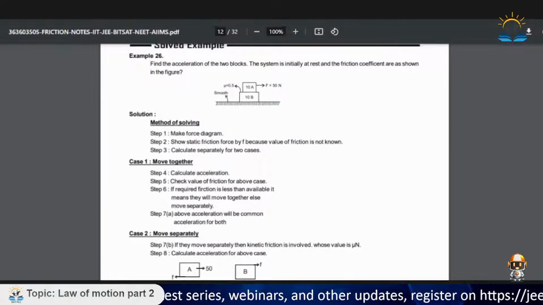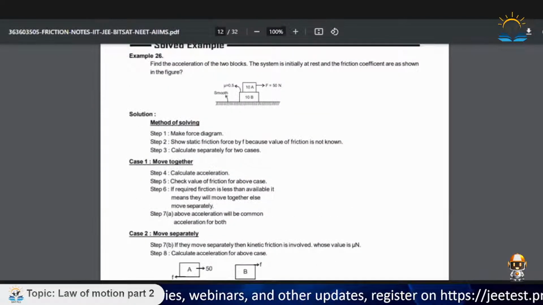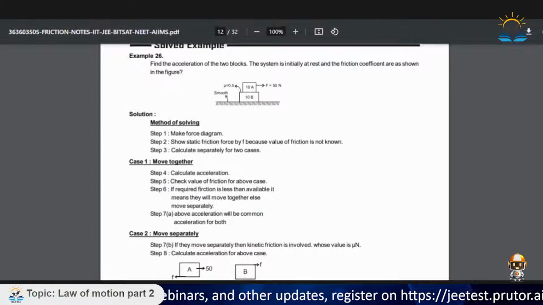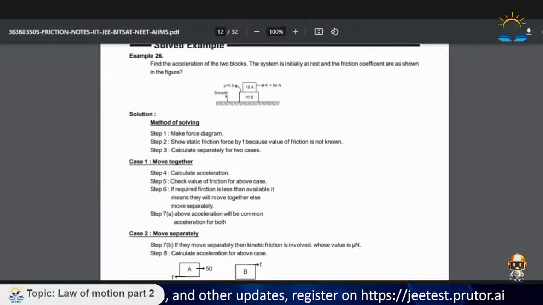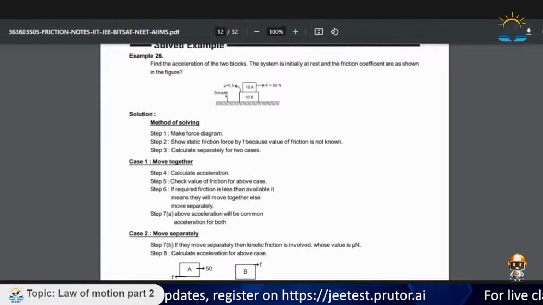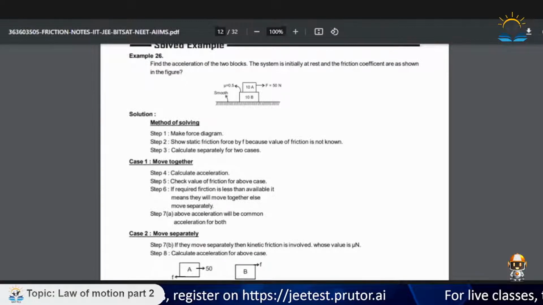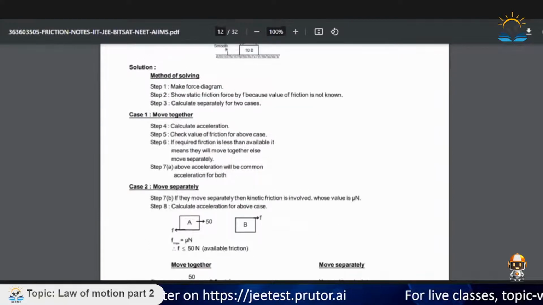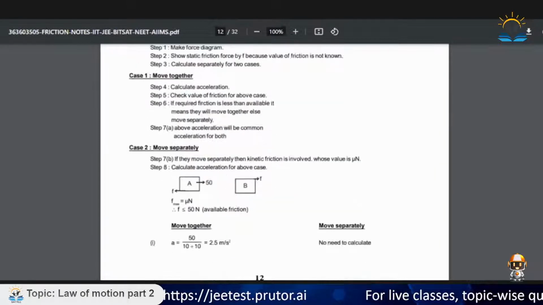So in this case, this will be moving since force is applied on it, and since force is applied on it, there would be some friction between these. First of all, let us assume that they move separately. Case one is they move together. Case two is they move separately.